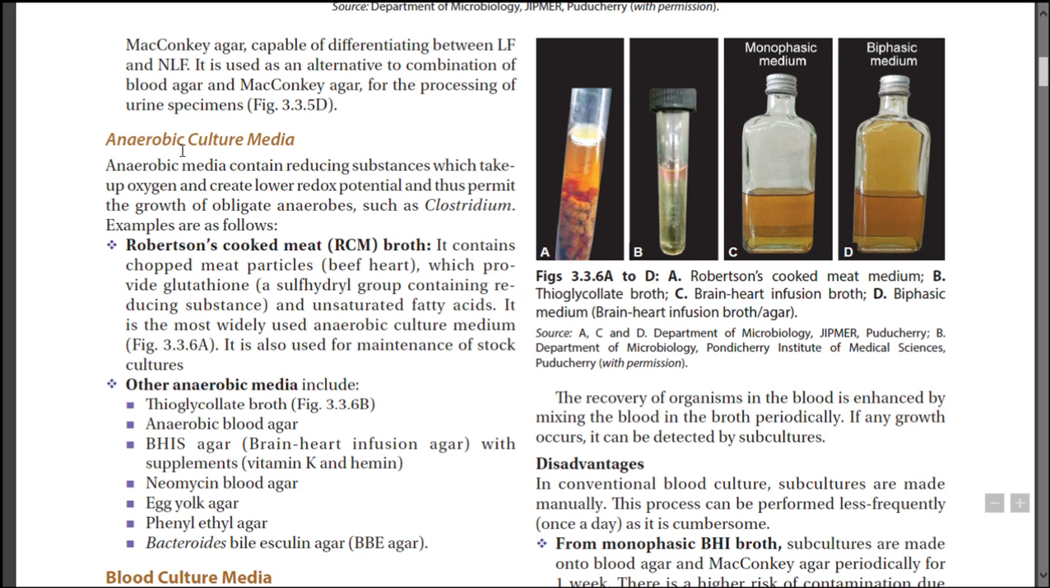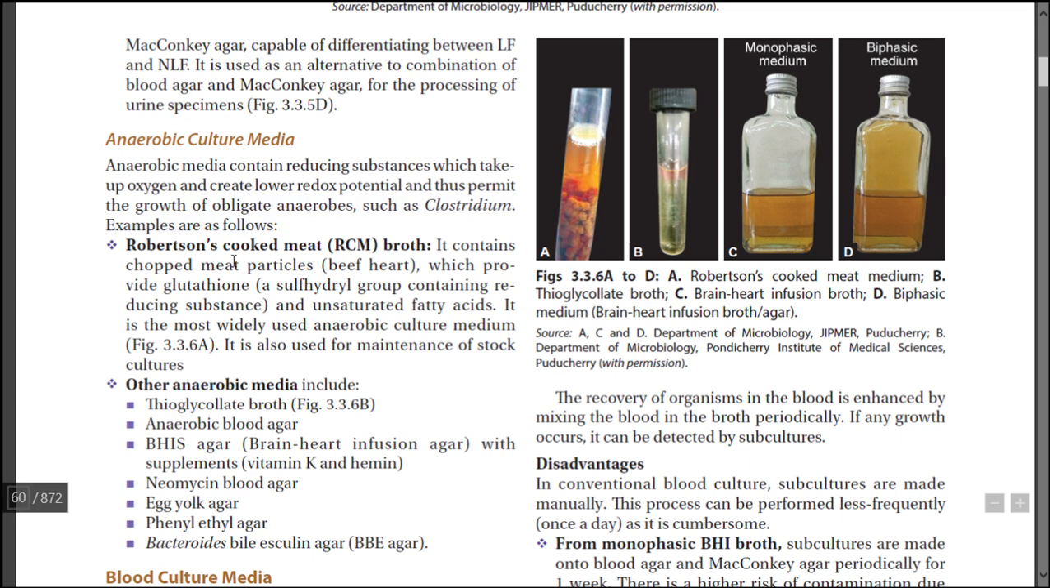So anaerobic media will contain reducing substances which take up oxygen and create lower redox potential. These media contain reducing substances which will consume oxygen and thus permit the growth of only obligate anaerobes like Clostridium.